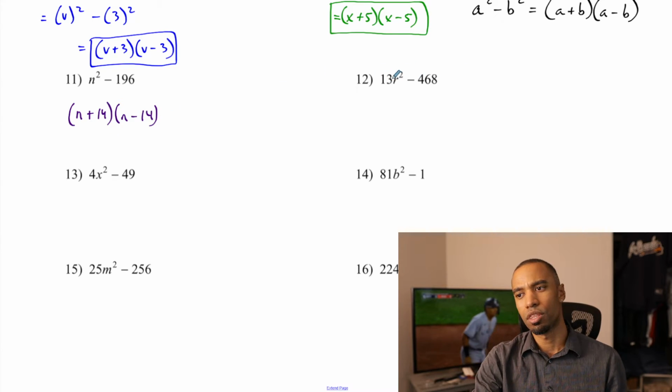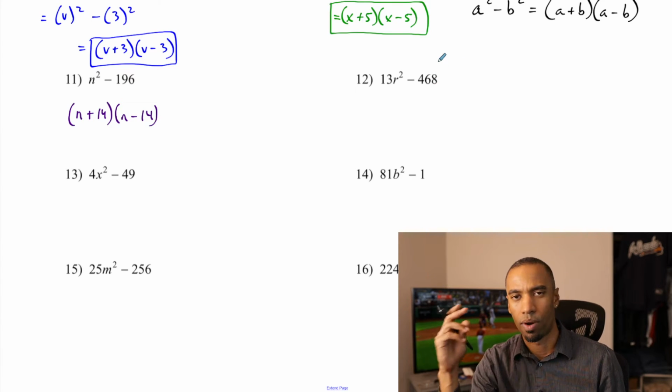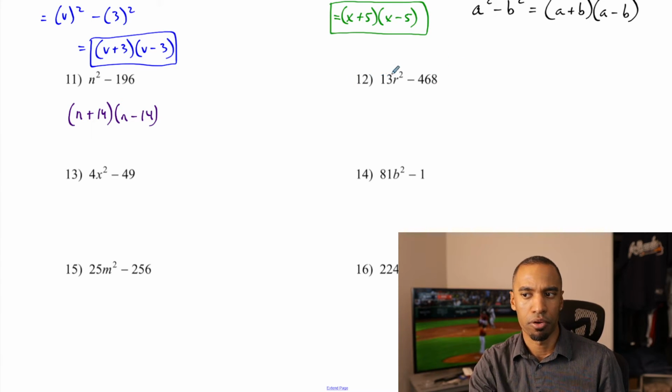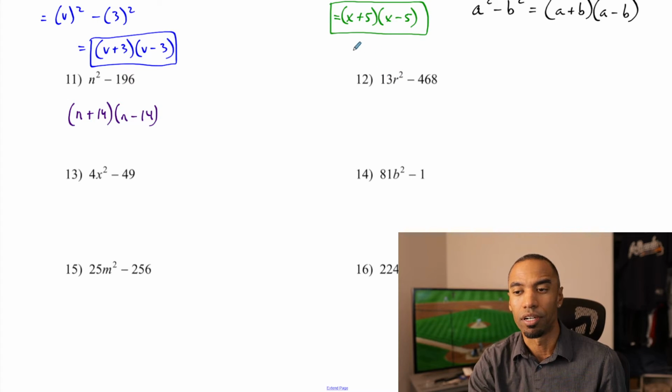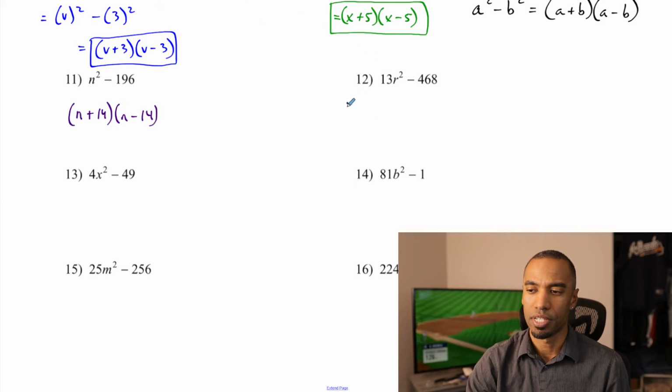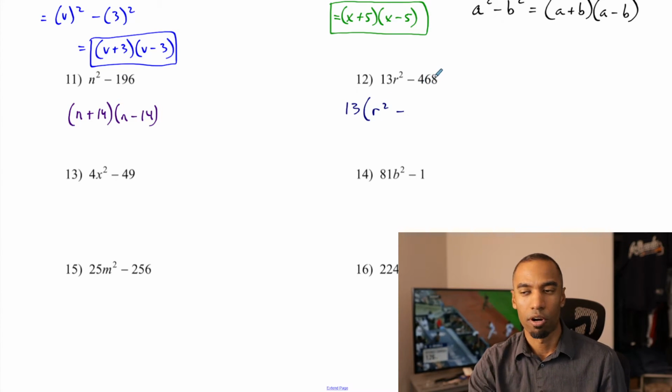And then lastly, 13r squared minus 468. I would not know 468 is a perfect square right off the bat. I believe it's not, but I know that 13 is not. So the only way this thing will be of benefit to us is if we say 13 is a prime number. Let's hope it's a common factor of this thing. Let's hope that we can pull a 13 out of here, and we're going to be left with r squared minus some perfect square right here.